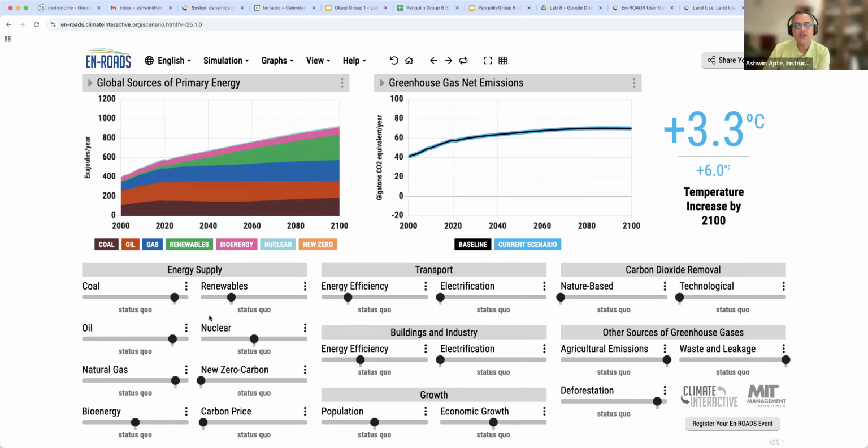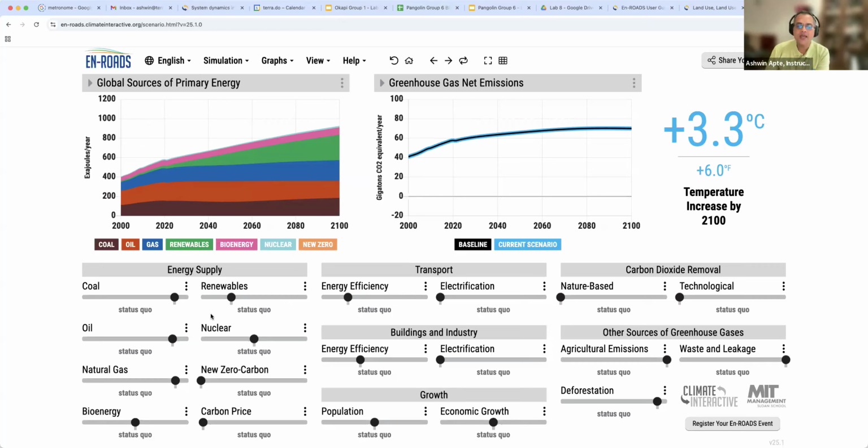There is bioenergy, nuclear, renewables, and then there's this something here called new zero carbon. Again, we'll come to that in a moment. So how does each lever work? Moving a lever to the right incentivizes something, right? Makes it easier to implement that, incentivizes it, kind of pushes for it. Moving a lever to the left impedes it or creates obstacles in promoting it, right? Or disincentivizes it in some way.